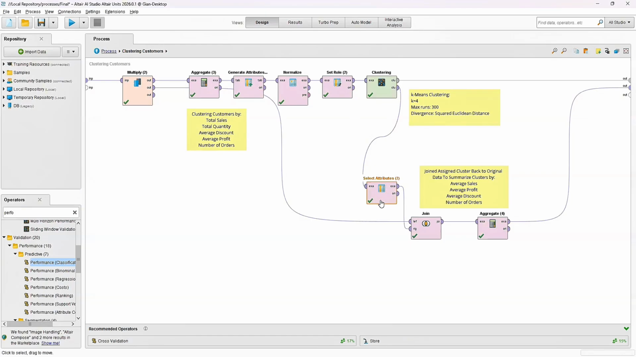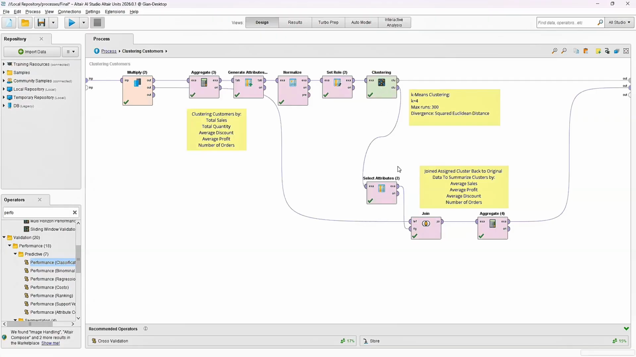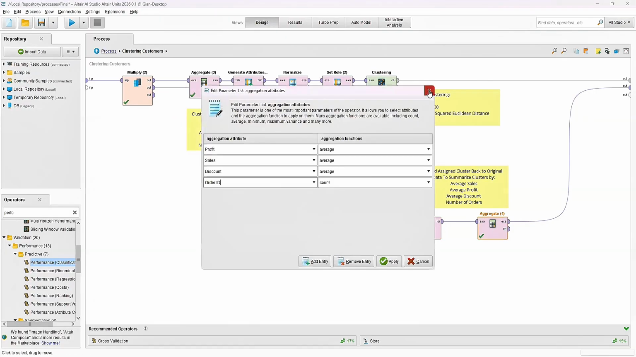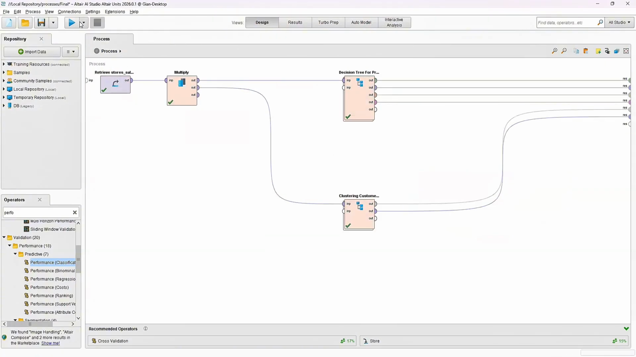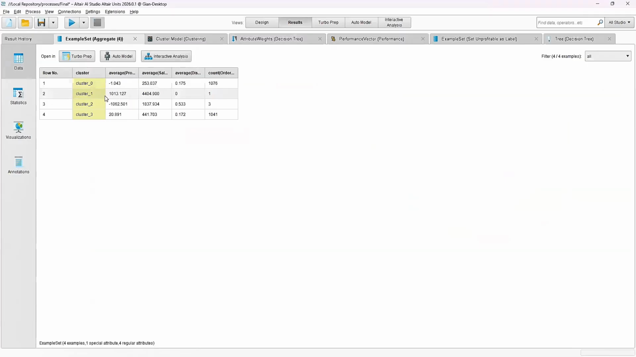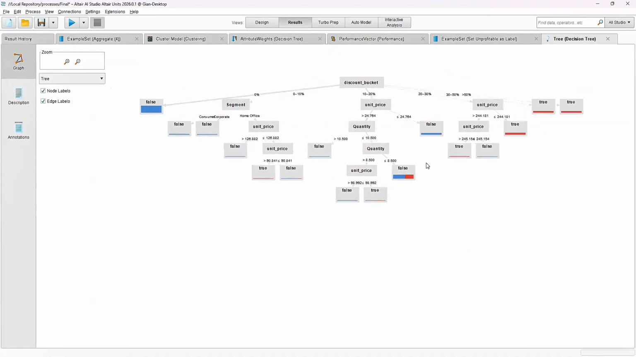From here, we selected just the cluster, and then rejoined it with our original data so that we can re-aggregate with the clusters, so that we get the average sales, average profit, average discount, and number of orders by cluster. And that's how we ended up with the 4 clusters and then all the attributes. And then for the decision tree, this is how our decision tree.